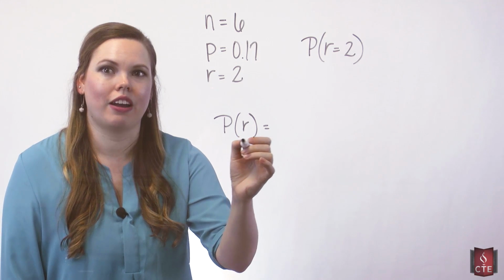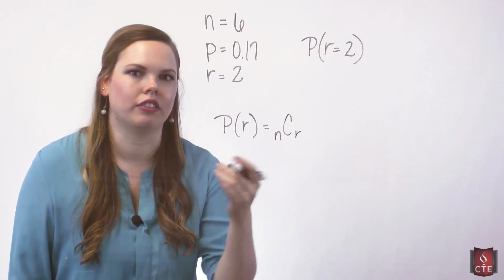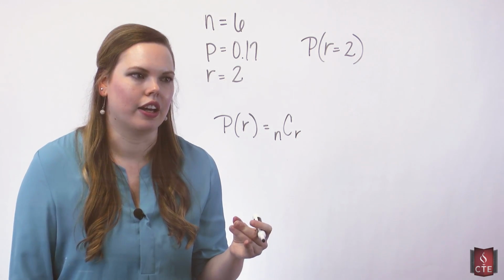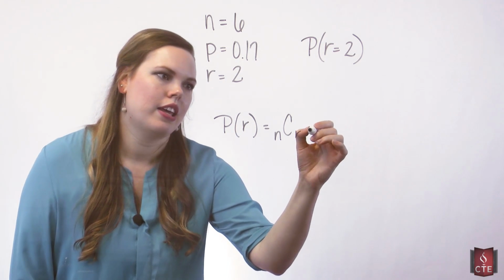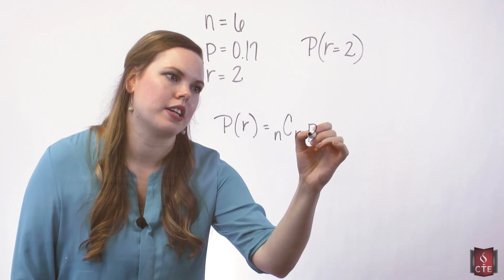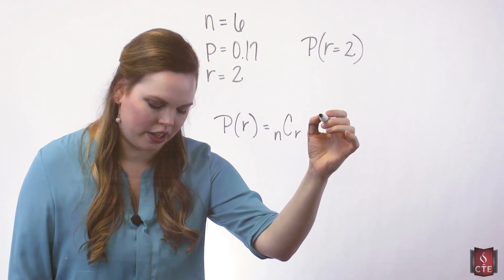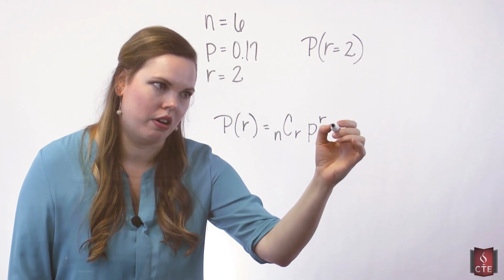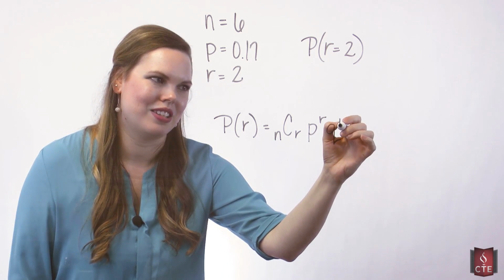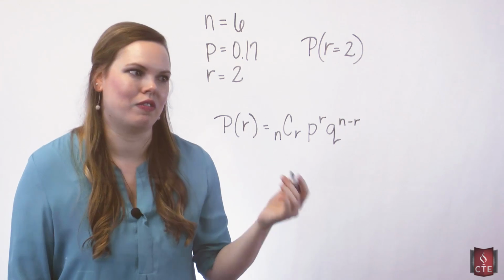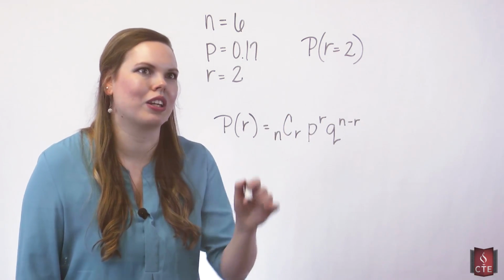And the probability of r, the first part, is nCr, counting all the different ways that you can select r objects from n. And then we have the probability of a success p raised to the number of successes that we want, which is r. And then we have q raised to the n minus r, which would be the number of failures that we want. q is the probability of a failure. Okay, so this is our formula.